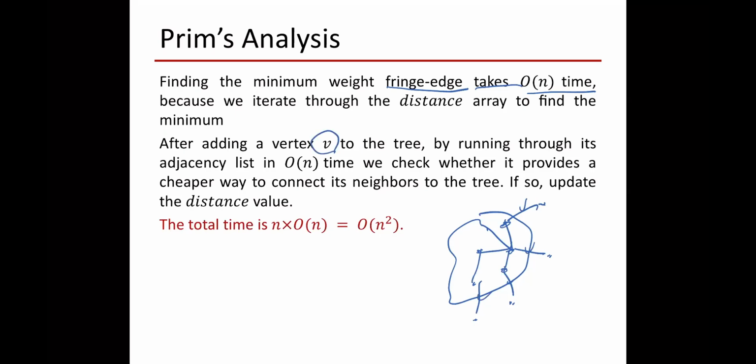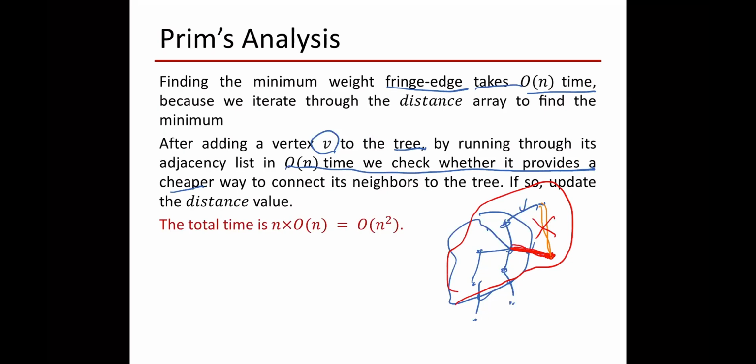After adding vertex V to the tree, running through its adjacency list, it checks whether it is cheaper or not. So let's say I'm adding this guy, and by adding this, do I make a cycle? I have to check it first. Then I also check, by doing this, do I make another link cheaper than this? Then what can I do? Let's say my graph looked like this, and there is a path in here. Then by adding this path, if it is cheaper, I can disconnect this guy.